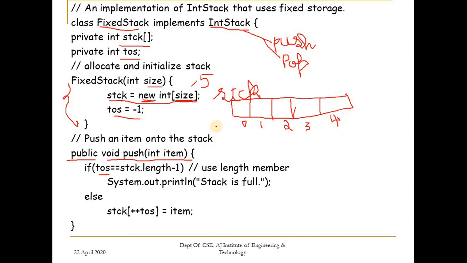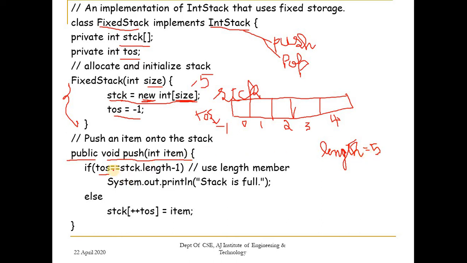So top of stack will be -1. This is top of stack, right? So top of stack is equal to -1. Now what is the stack length? The length of the stack is 5, right? The length of this stack is 5. Indexing of this stack is from 0 to 4. Length is 5.